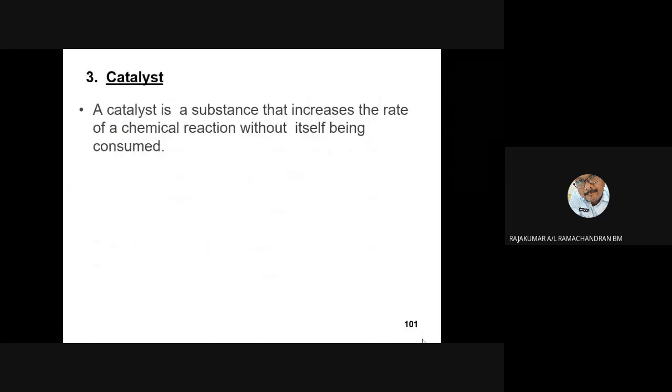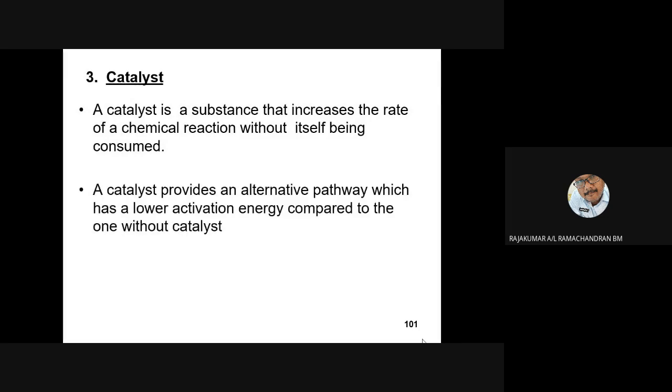Okay. Now we go to catalyst. Catalyst is a substance that increases the rate of chemical reaction without itself being consumed. A catalyst provides an alternative pathway which has lower activation energy compared to the one without catalyst.